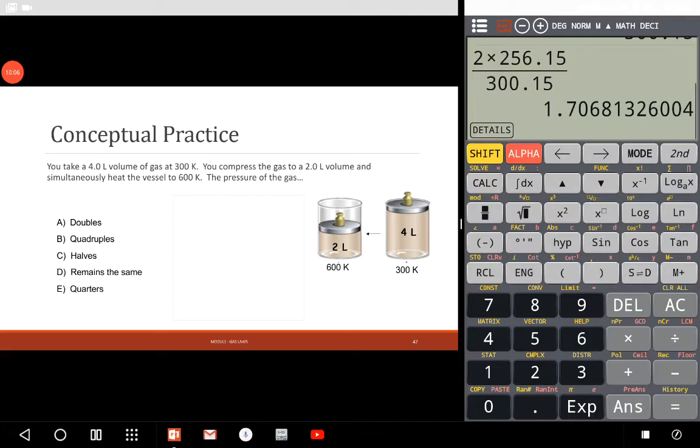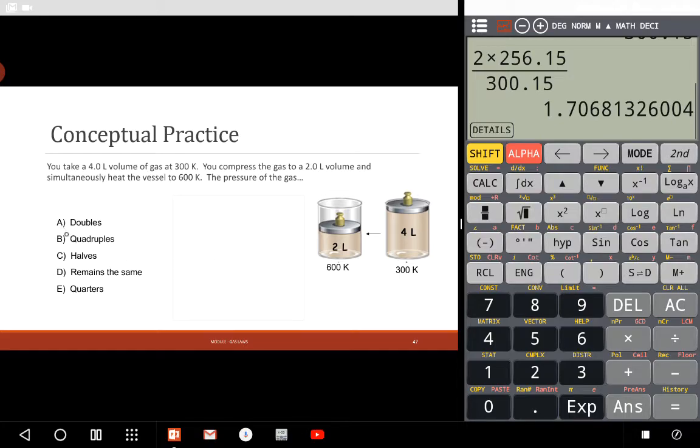Here's a conceptual practice problem for you. If you take a 4-liter container of gas at 300 Kelvin and compress the gas to a 2-liter volume and simultaneously heat the vessel to 600 Kelvin, what will be the final pressure of the gas? Go ahead and pause the video and think about this, and when you're ready to check your work, then unpause the video and let's think about that.